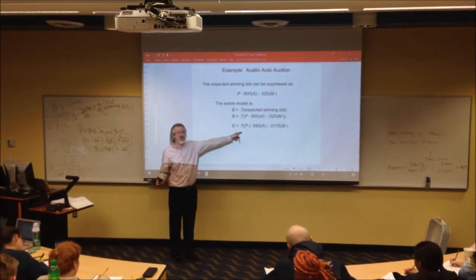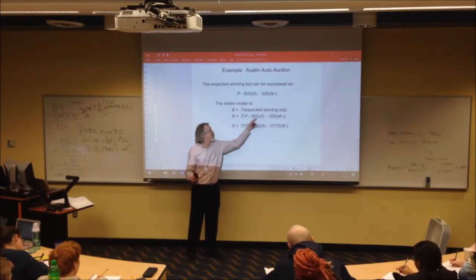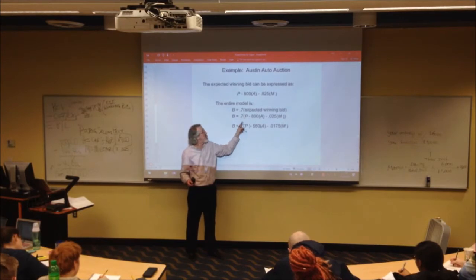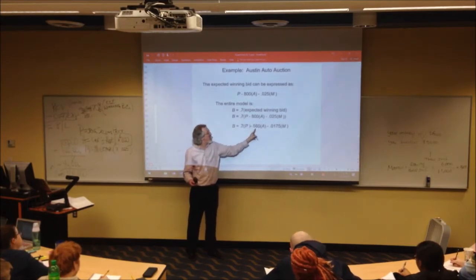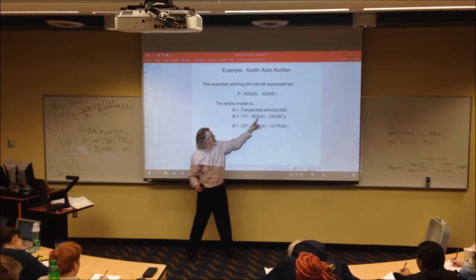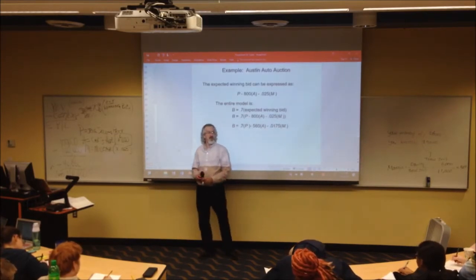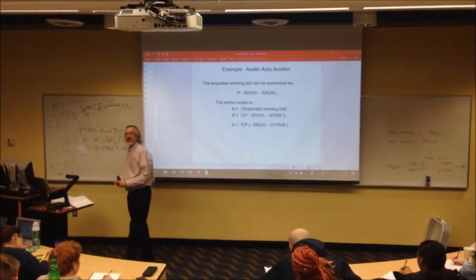You want to use algebra to break it down? I usually leave it just like this, but if you want, 0.7 times P is 0.7P. 0.7 times 800A is 560A. 0.7 times 2.5 cents is 1.75 cents per mile. So now we got rid of the parentheses.